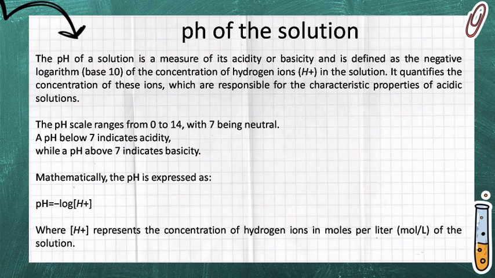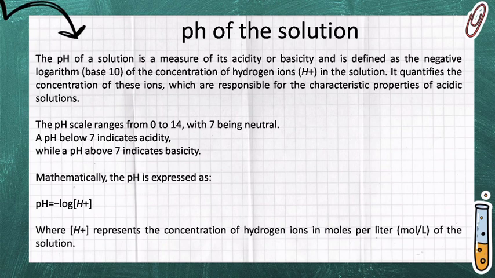The pH of a solution is a measure of its acidity or basicity and is defined as the negative logarithm, base 10, of the concentration of hydrogen ions, H+, in the solution. It quantifies the concentration of these ions, which are responsible for the characteristic properties of acidic solutions. The pH scale ranges from 0 to 14, with 7 being neutral. A pH below 7 indicates acidity, while a pH above 7 indicates basicity.